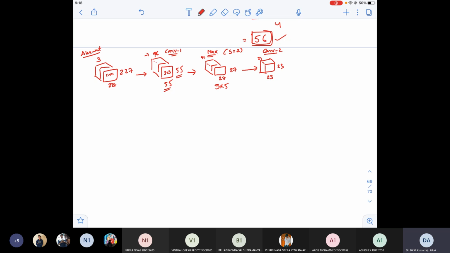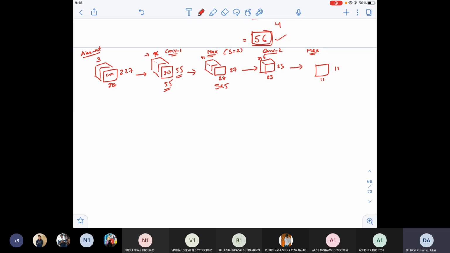It is 256. 256, 23 cross 23. And then they can apply max pooling. They applied max pooling, and they got something of this sort, 11 cross 11.